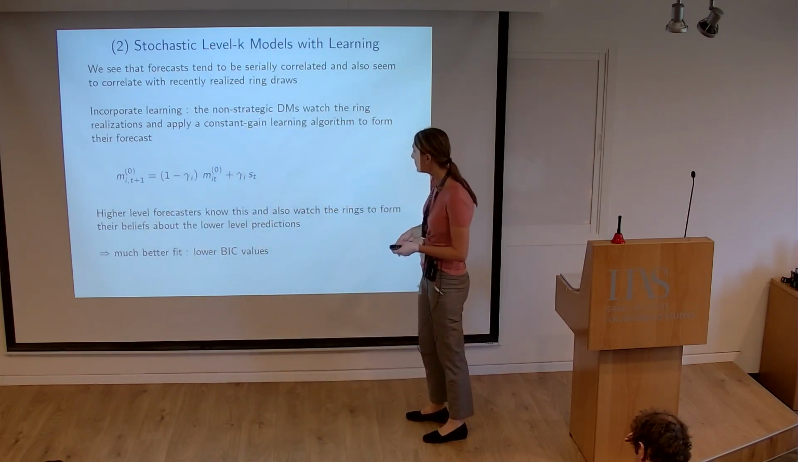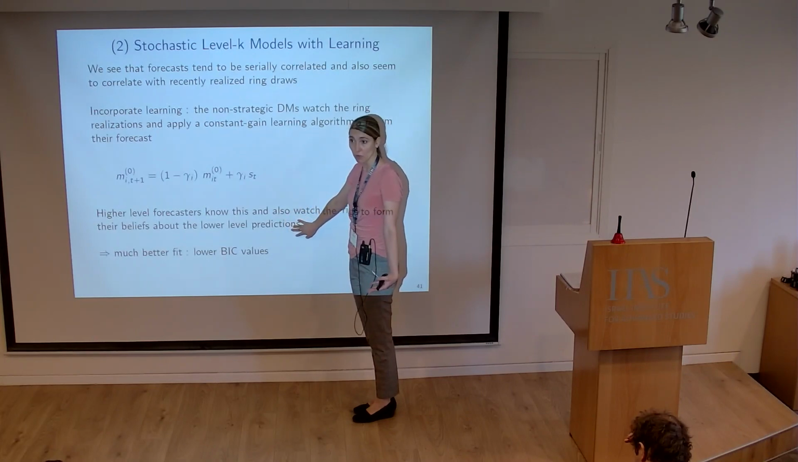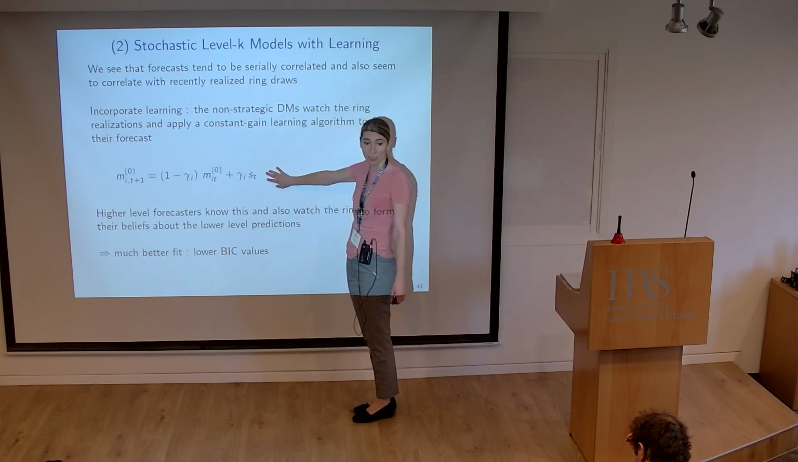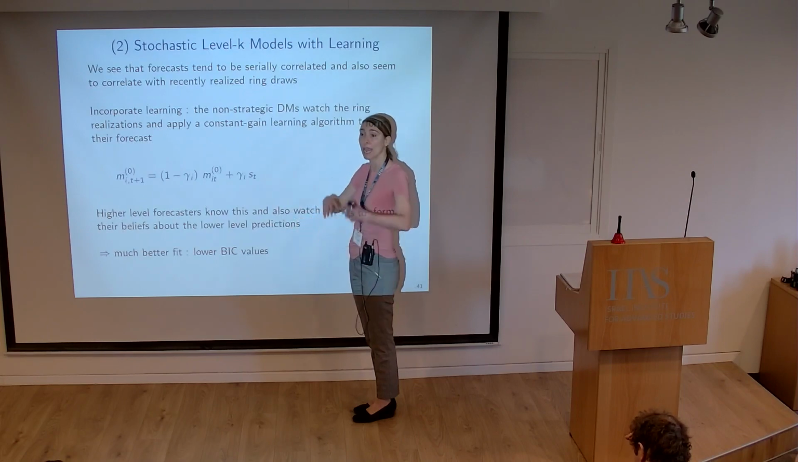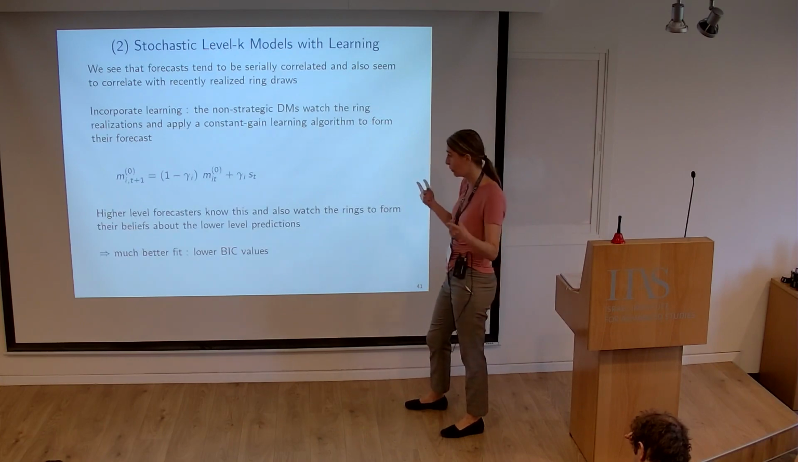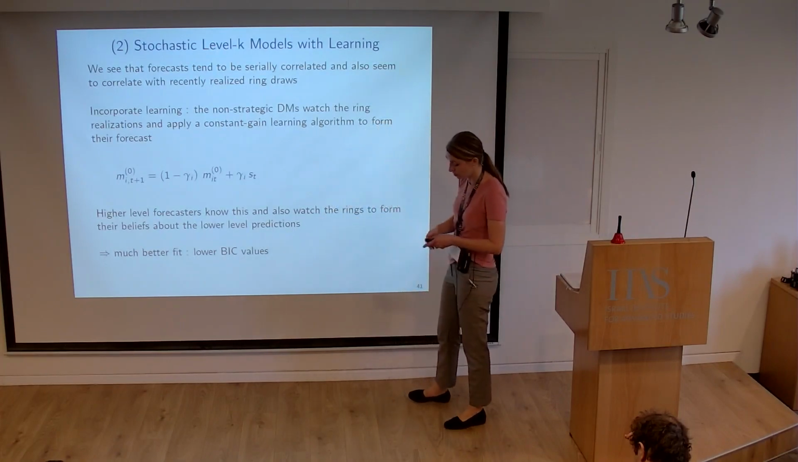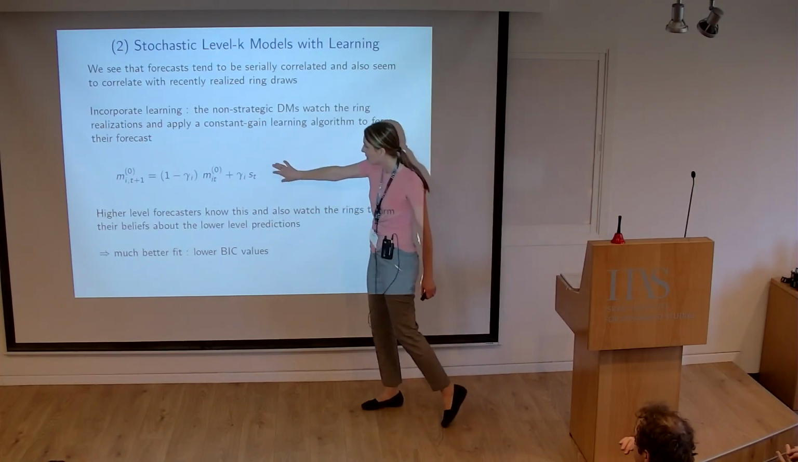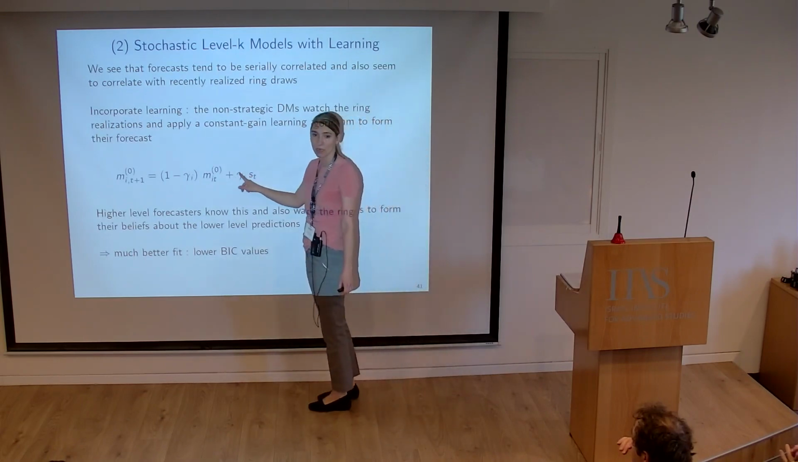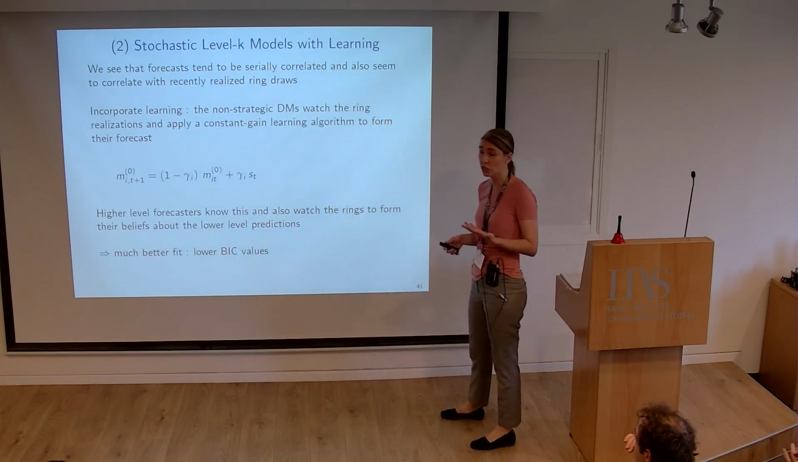Okay. Now these are the level 0 people, and now let's suppose the higher level people, the level 1 people and above, are sophisticated and they understand that the level 0 people are doing this ring watching. So in order to forecast their forecast, they have to also watch the rings. They now can't just do the model based forecast and that's it. They have to do both. So they form their beliefs about the lower levels, and each level is anchored by their own learning model with their own gain parameter. Allowing for this learning actually generates a much better fit.